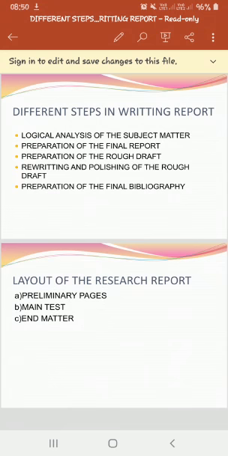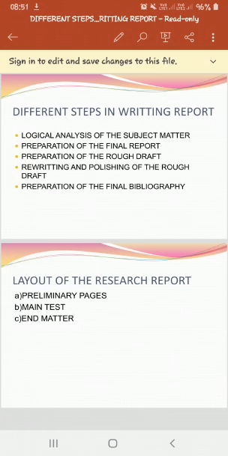The next one, the preparation of the final outline. It is the next step in writing the research report. Outlines are the framework upon which long written works are constructed. They are an aid to the logical organization of the material and a reminder of the points to be stressed in the report. The third one, the preparation of the rough draft.